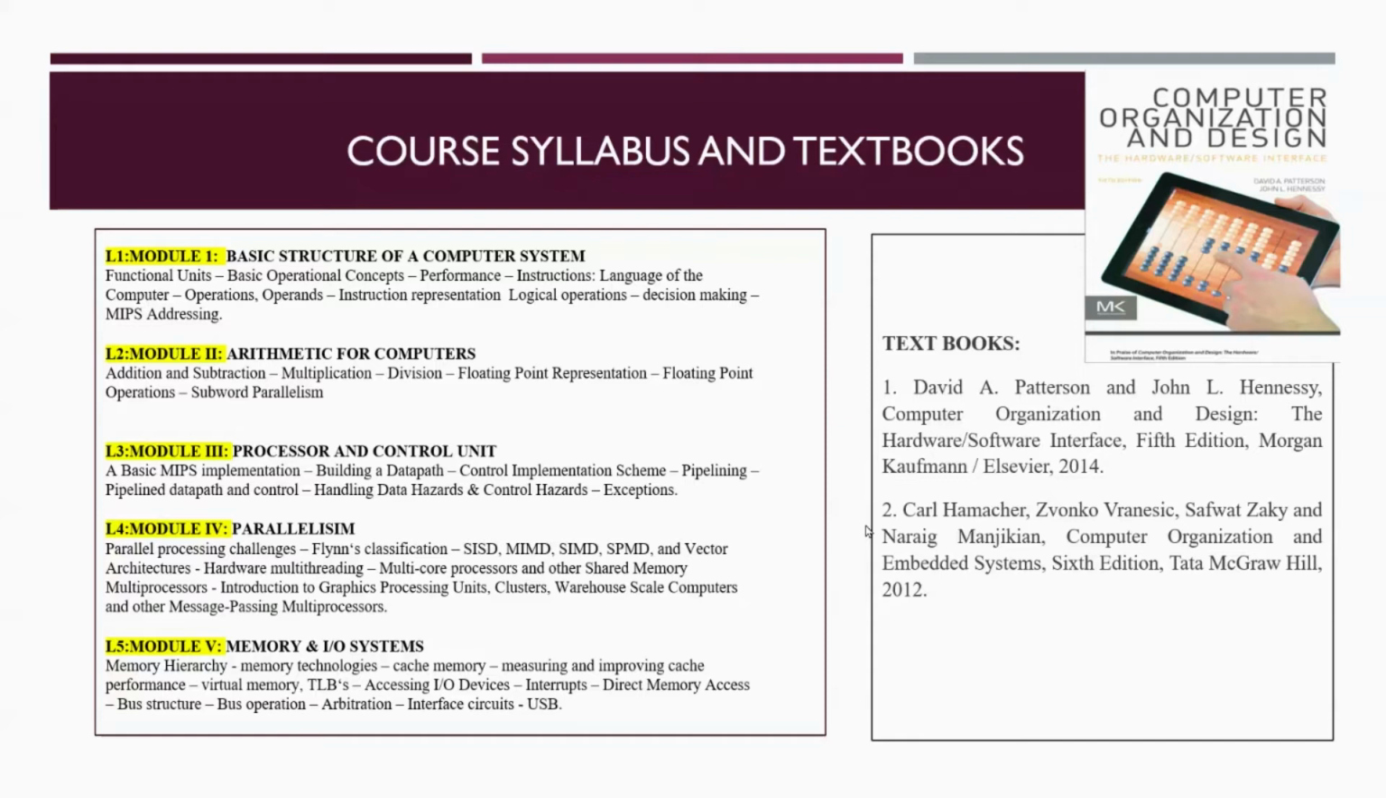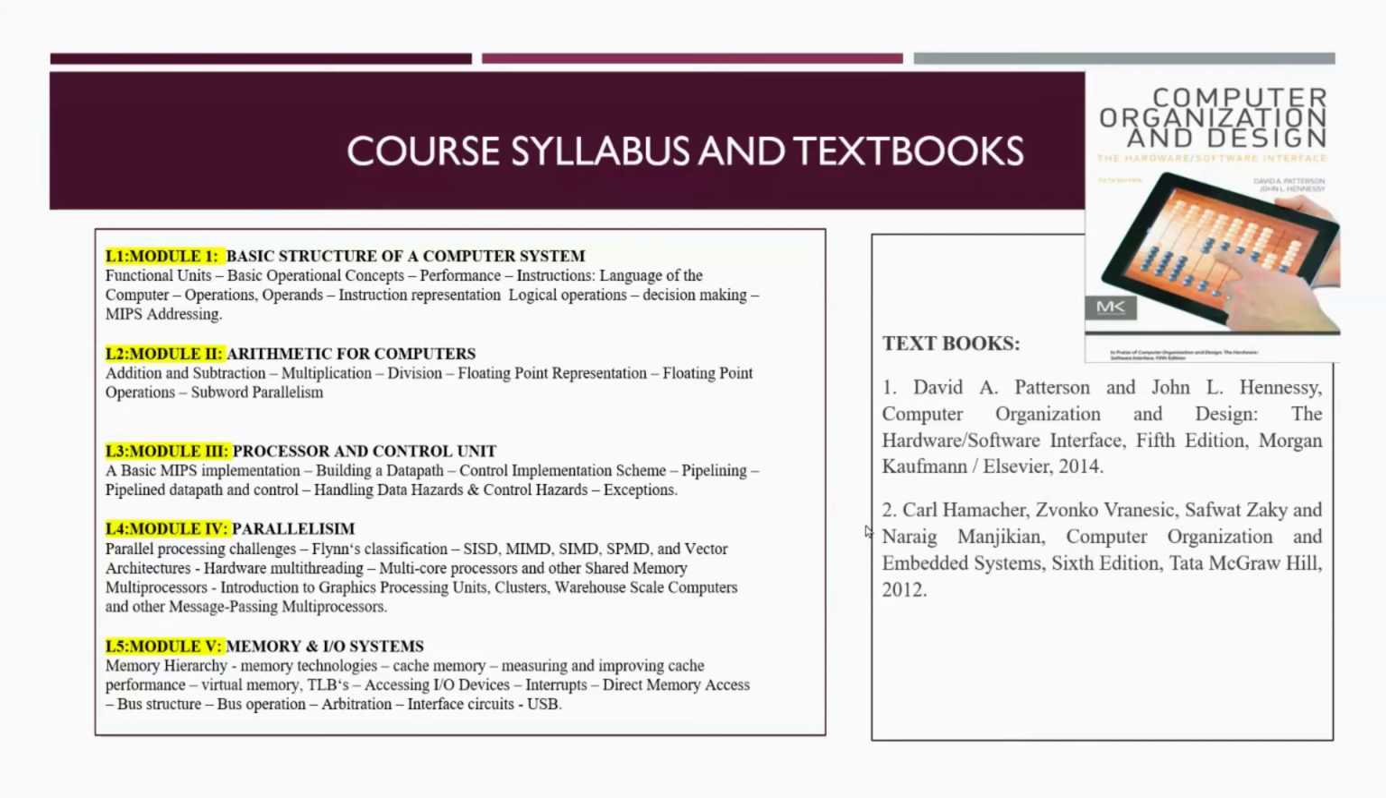Then module 2. In module 2, you'll study arithmetic operations. We know that there are mainly four types of arithmetic operations: addition, subtraction, multiplication, and division. So you'll study fixed point representation and multiplication, as well as floating point representations in module 2. In module 3, we will have the MIPS implementation, how the data path is built, and how the control implementation is done. Then we will study pipelining in depth, and how data hazards are handled in a computer. All these things we will study in module 3.